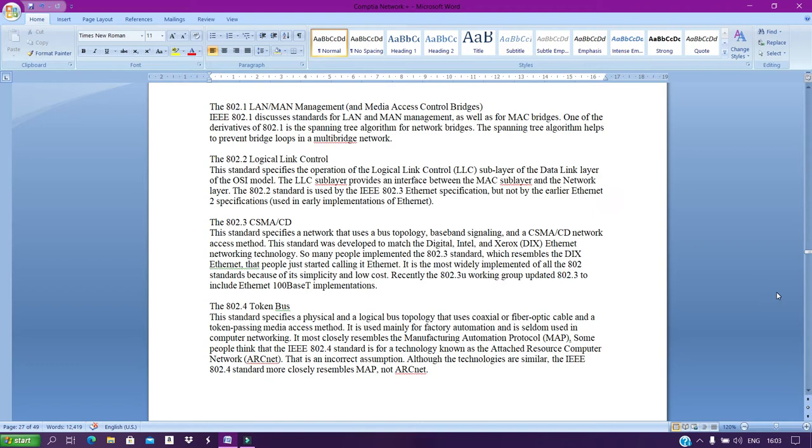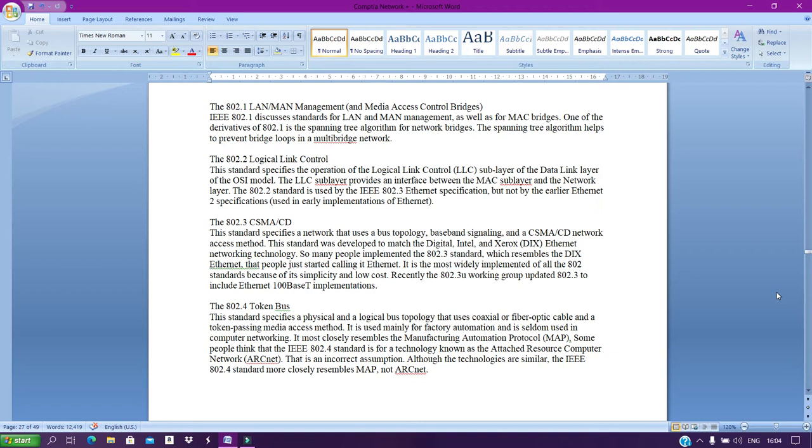802.1: LAN/MAN management and media access control bridges. IEEE 802.1 discusses standards for LAN and MAN management as well as MAC bridges. One of the derivatives of the 802.1 is the spanning tree algorithm for network bridges. The spanning tree algorithm helps to prevent bridge loops in a multiple bridge network.